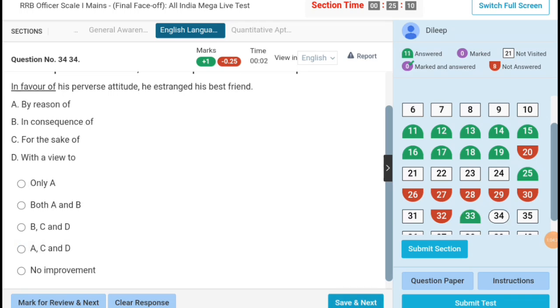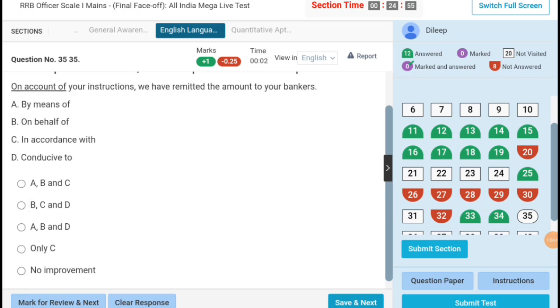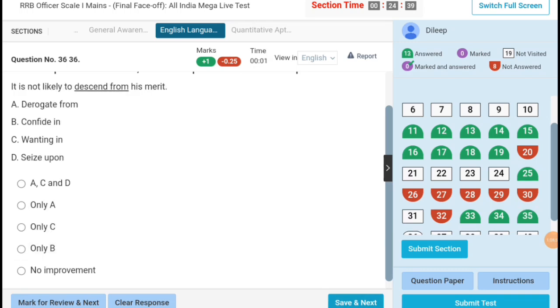In favor of his perverse attitude, he estranged his best friend. On account of your instructions, we have remitted the amount to your bankers. It is not likely to descend from his merit.